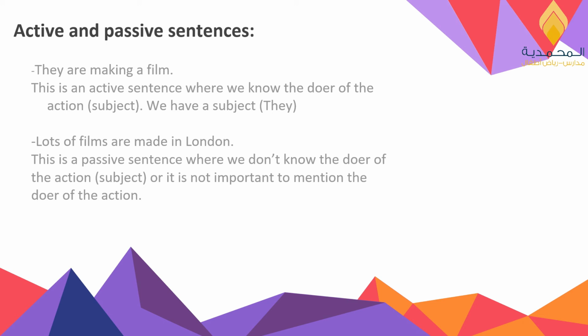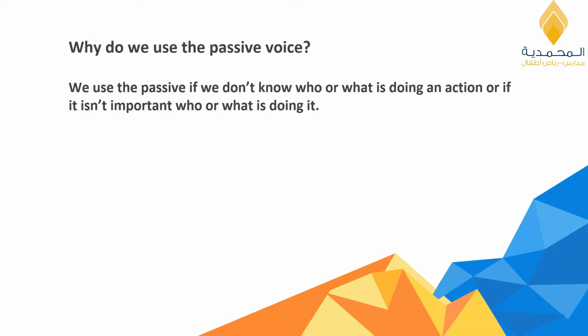An active sentence is a sentence where we know the doer of the action. We have the subject. In a passive sentence, we don't know the doer of the action. We don't know who did the verb. So we don't have a subject. Now you have to ask yourself a question, which is, why do we use the passive voice?